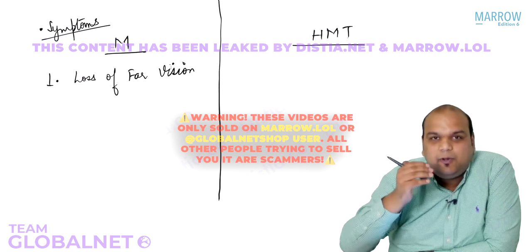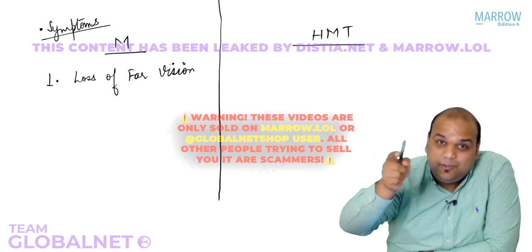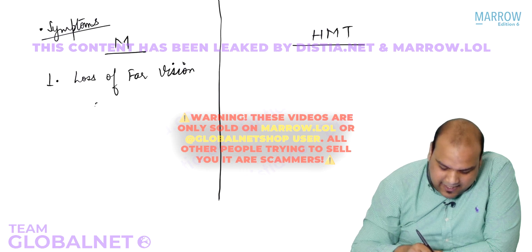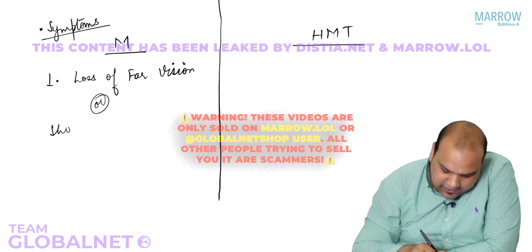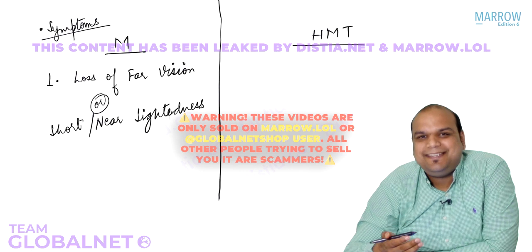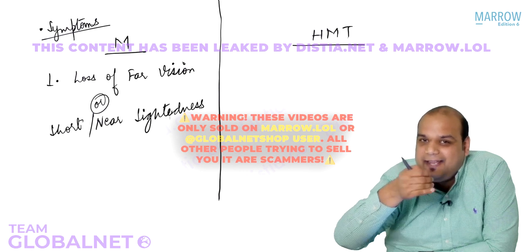The patient cannot look at a far object. But though the patient cannot look at a far object, near vision is clearer. That is why it is also known as short-sightedness or near-sightedness. I hope there is no confusion in this. I can't look at far, but I can look at near.